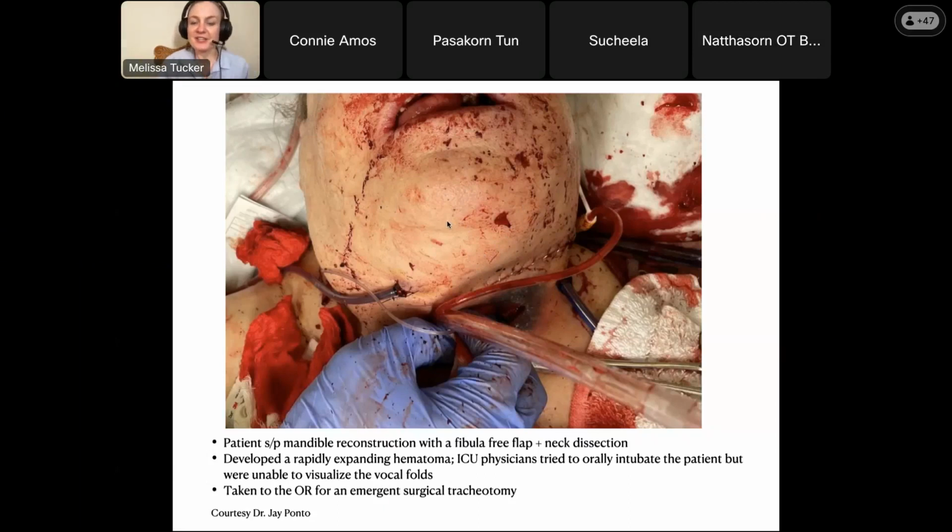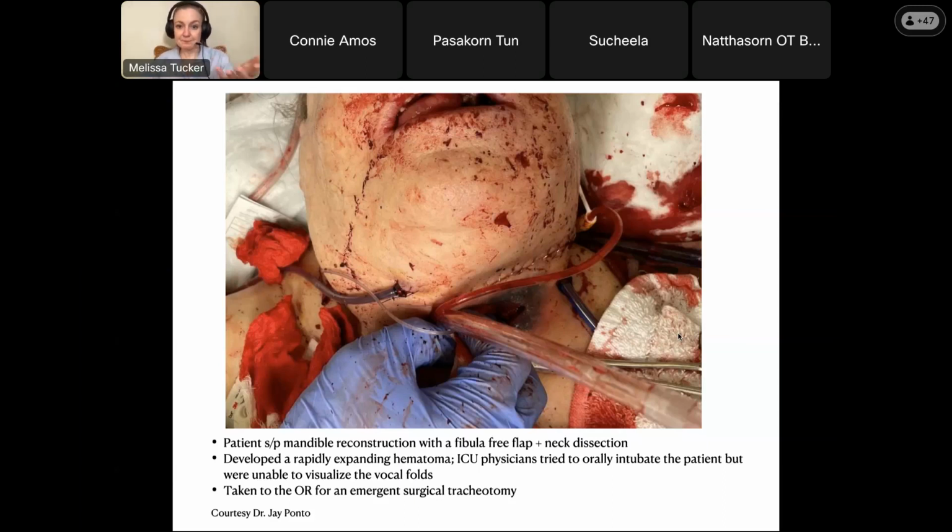So this patient has had part of their leg implanted in their jaw, basically, for cancer treatment. And the staples here, they also had a neck dissection. So they had some lymph nodes removed from their neck, and there's a few drains in place. This is a patient who developed a rapidly expanding hematoma in their upper airway. And the ICU physicians initially tried to orally intubate the patient, but they were unable to do that because they were unable to visualize the vocal folds. So this patient was rushed to the operating room for an emergent surgical tracheotomy.